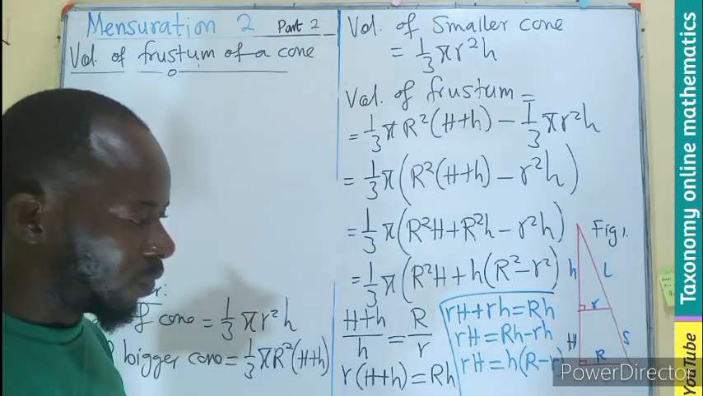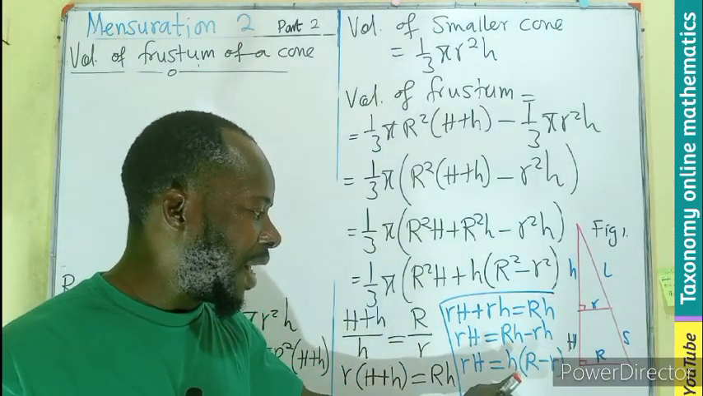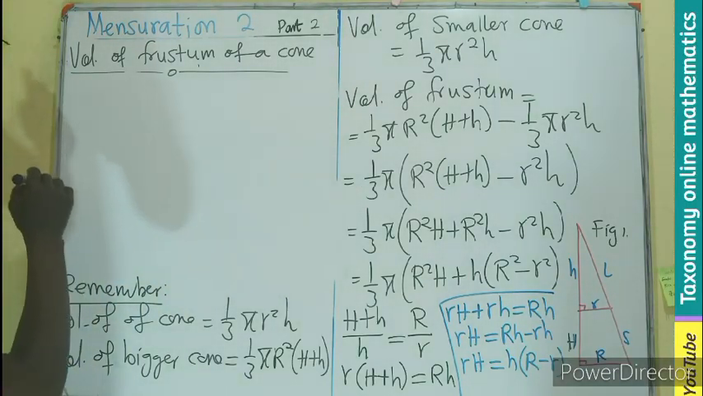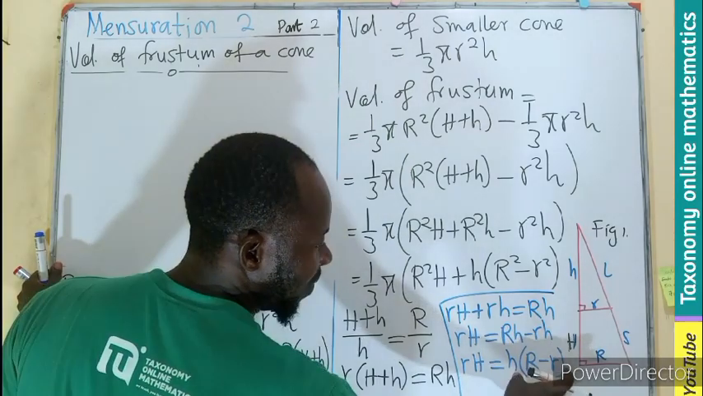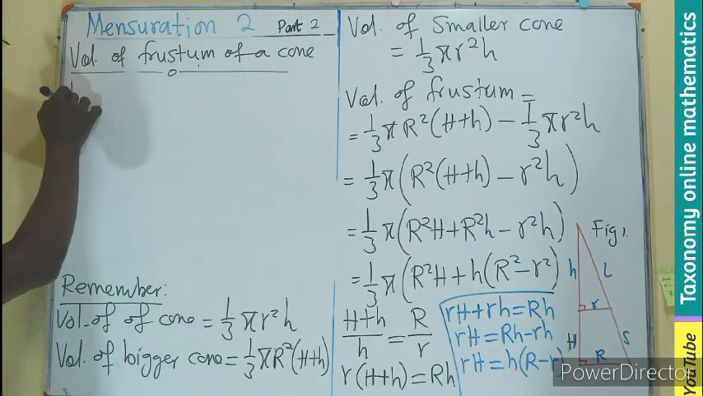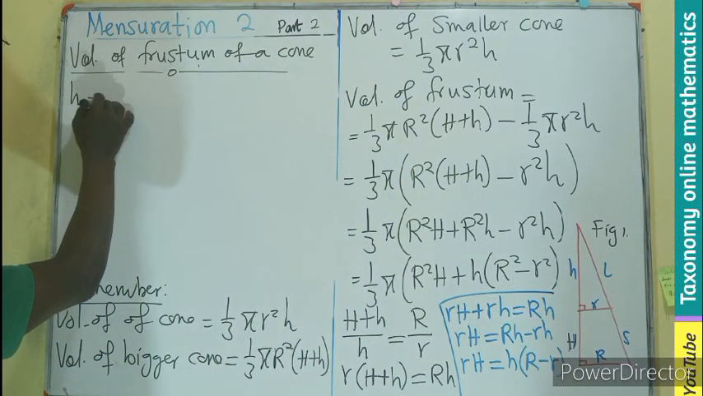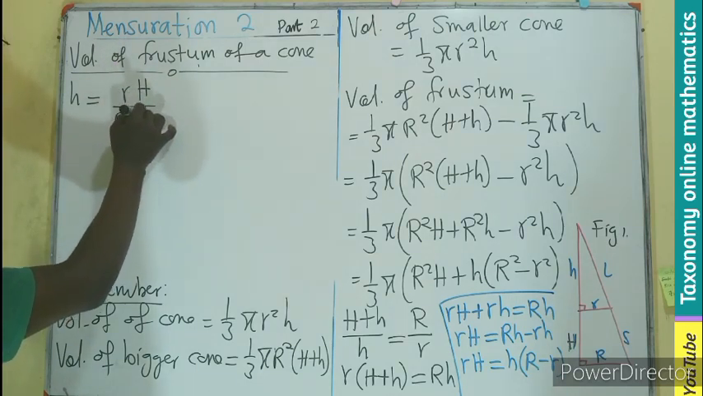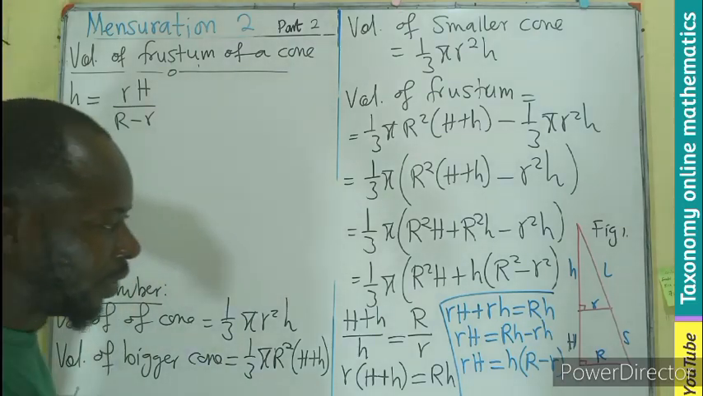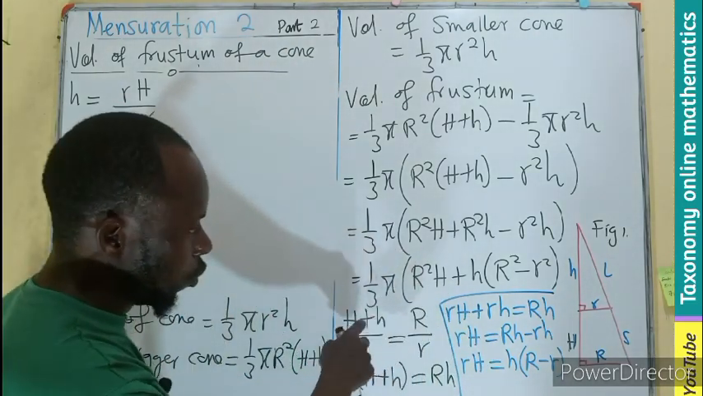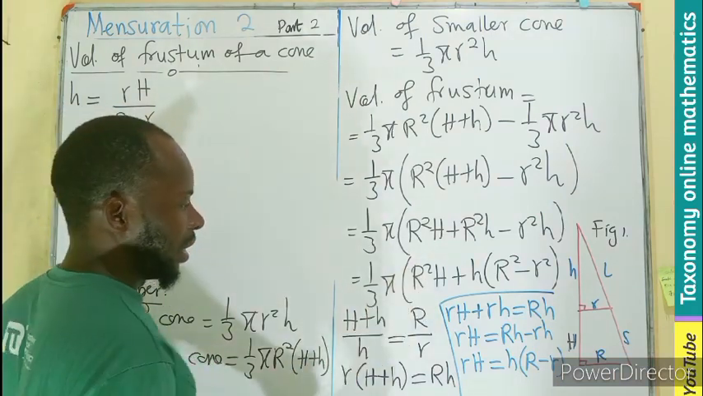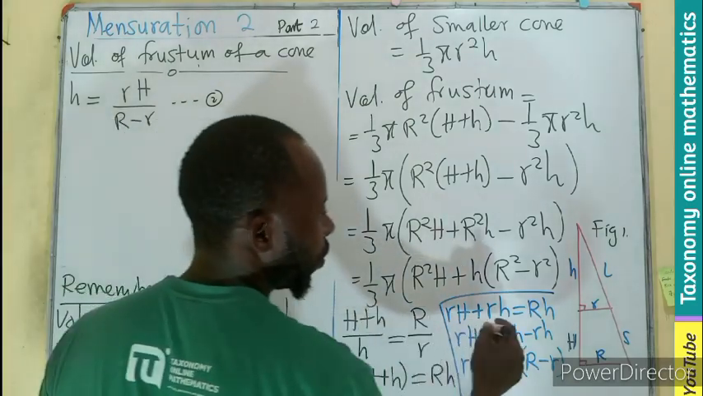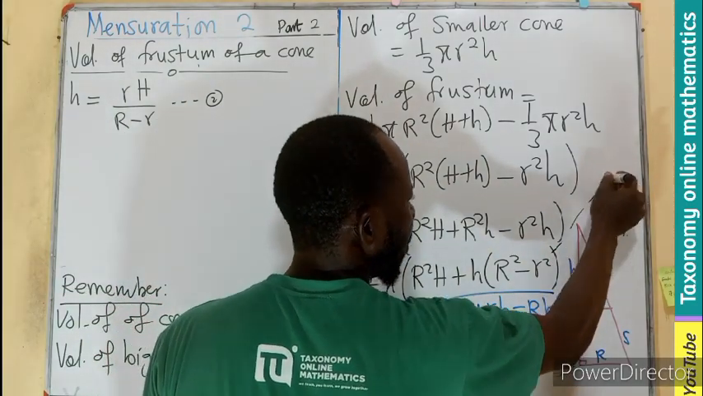Small r. So we are looking for small h, so we divide by this. Your small h will be equal to, what do you have? r capital H over capital R minus small r. So we are going to put this into this very equation. Let's say this is going to be equation 2, then let's label this to be equation 1.